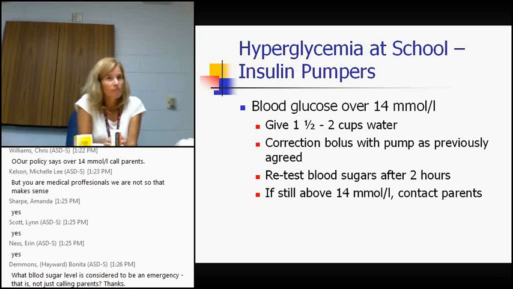Okay. I have a question from Bonita. What blood sugar level is considered to be an emergency? That is not just calling the parents. And it's not really a specific blood sugar level. You're going to be calling the parents if their blood sugar is over 14. But the signs of a blood sugar that is getting into trouble is when the child is not feeling well.